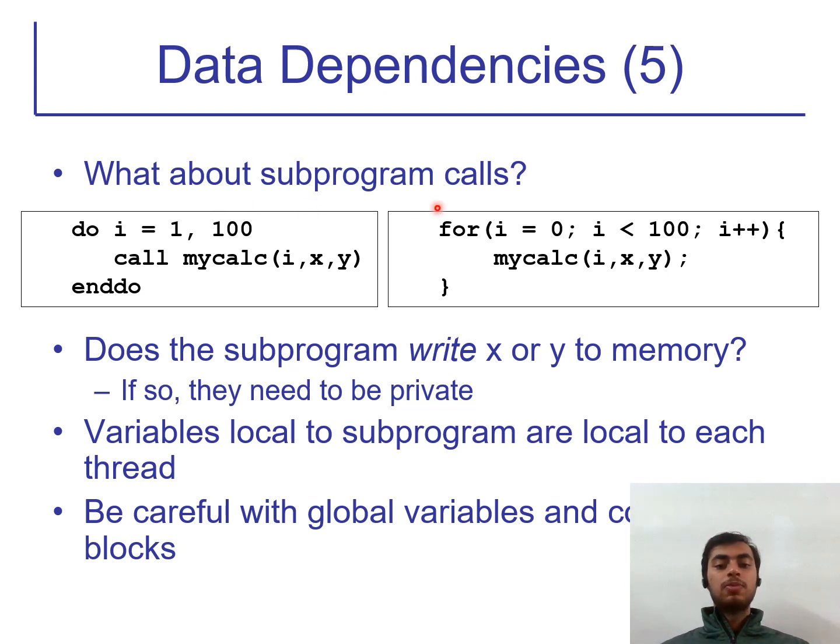What about subprogram calls? These are the subprogram calls when we call a different function in our loop. Does the subprogram write X or Y to memory? If so, they need to be private. Variables local to a subprogram are local to each thread. Be careful with global variables.